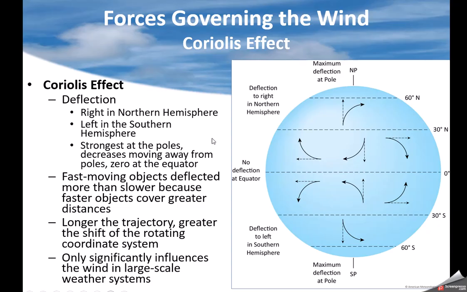And you can see it here. And there is a greater deflection the further north you are. The closer to the equator, you have almost none. So there's very little Coriolis force at the equator, but tremendous Coriolis force higher up towards the poles.